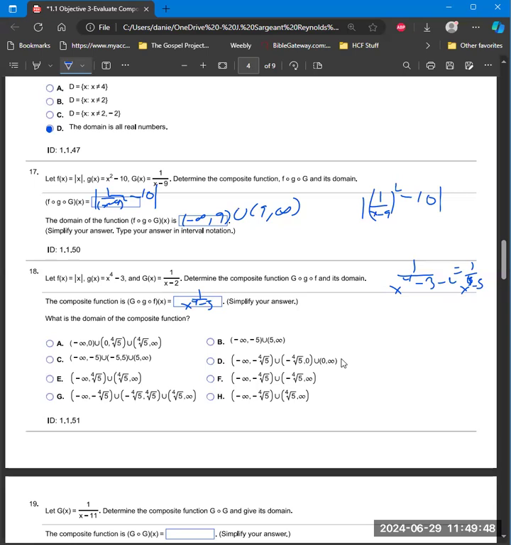And bad numbers are x to the 4th equals 5. x equals plus or minus the 4th root of 5. So negative infinity to negative 4th root of 5, negative 4th root of 5 to positive 4th root of 5, and 4th root of 5 to infinity. That's the domain of G of f.